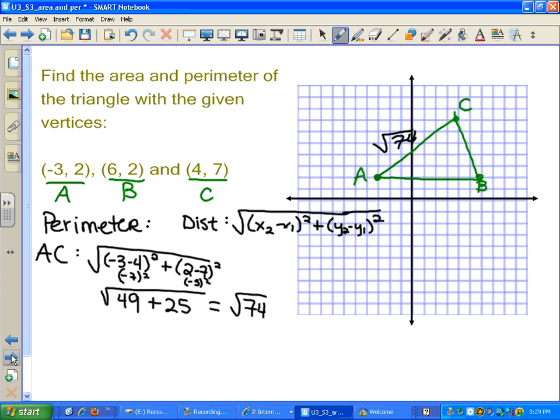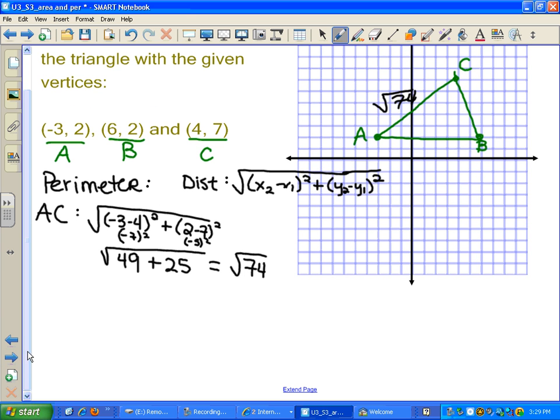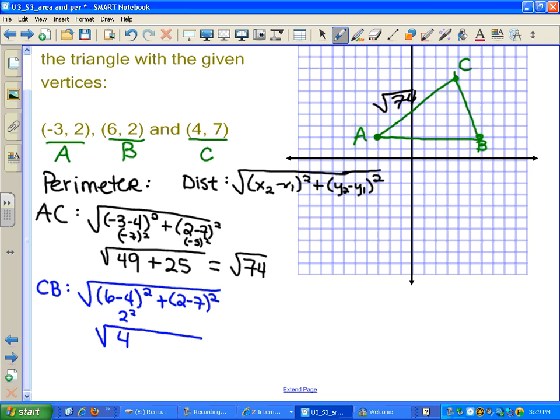Next, I'm going to find the side length of CB. So for CB, I'm going to take my x values and subtract them, so (6 minus 4) squared, plus, take my y values and subtract them, so (2 minus 7) squared. Well, 6 minus 4 is 2, and if I square that, I get 4. Plus, 2 minus 7 is -5, and if I square that, I get 25. So this ends up being the square root of 29. So CB is the square root of 29.